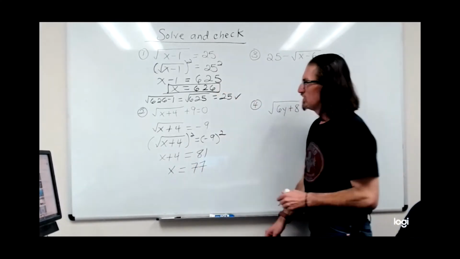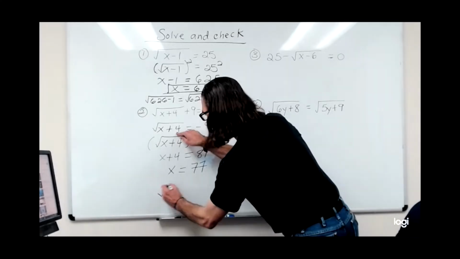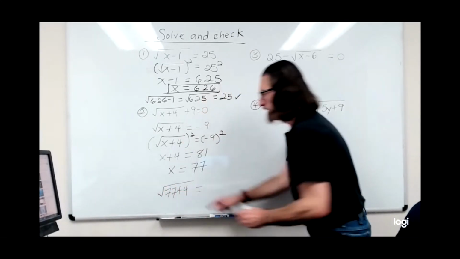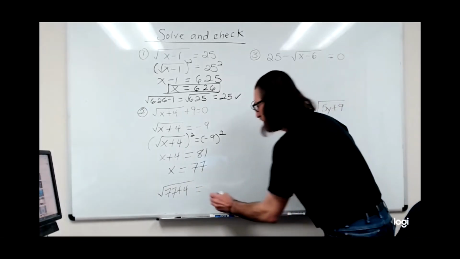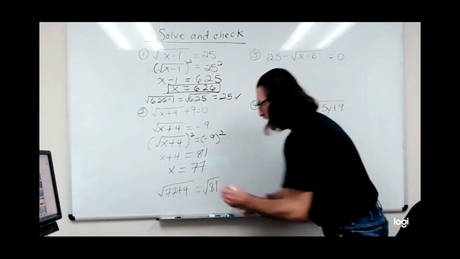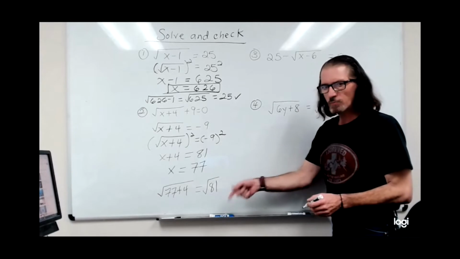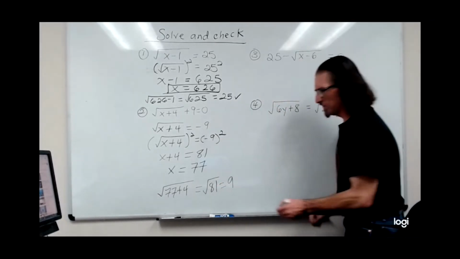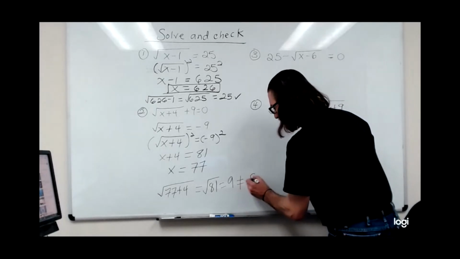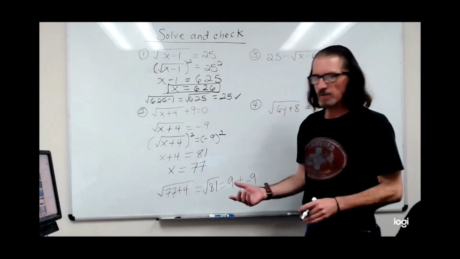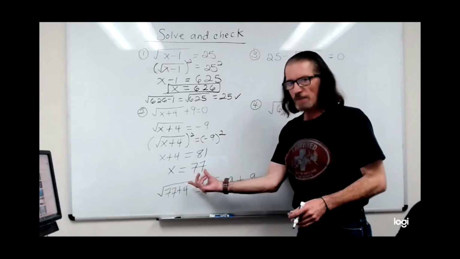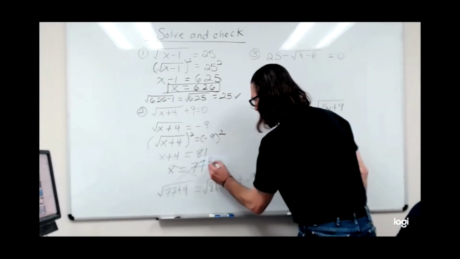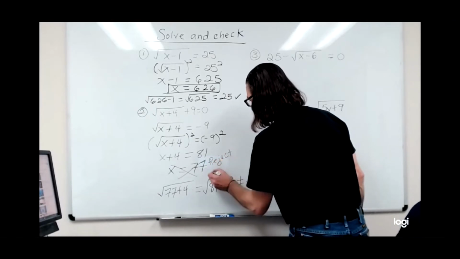But when we check, we'll have 81 under the square root. That is asking for the positive or principal square root, which is positive 9. That's not equal to -9. That answer doesn't check. That was our only option. We have to reject it and state there are no solutions.